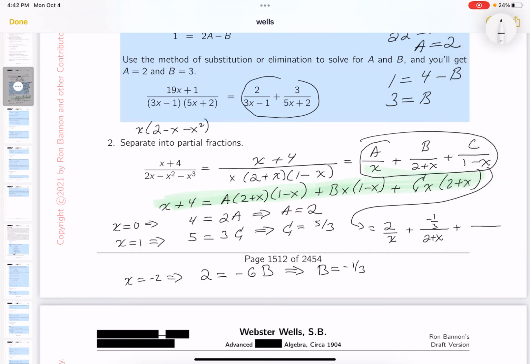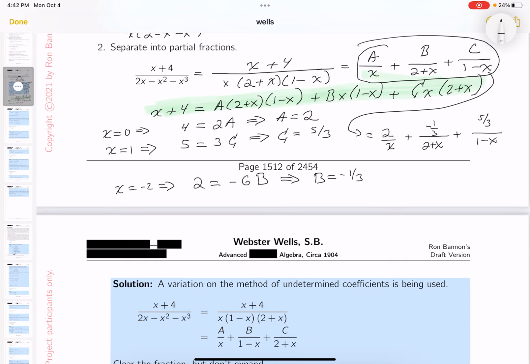Plus, I think C is 5/3, right? And that's 1 minus x. I'm going to clean it up. Go over here. Equals 2 over x. I'm going to multiply top and bottom by 3. I'll write a subtraction mark because it's easier for me to write that down. That would be 3 times the top, and you get 6 plus 3x. And then I'm going to multiply top and bottom by 3. I would get 5 over 3 minus 3x.